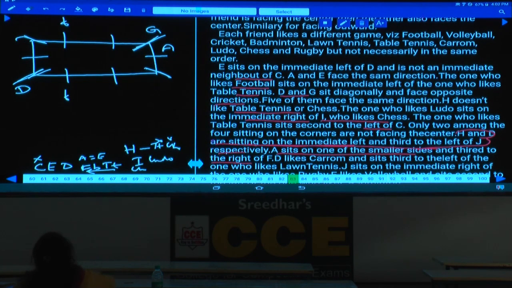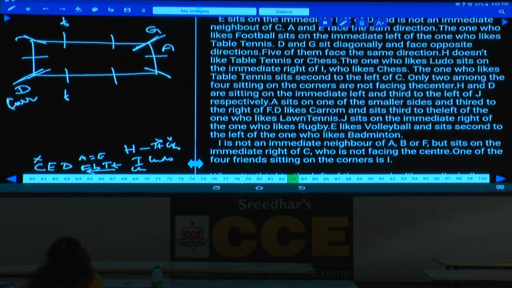D likes carom and sits third to the left of the one who likes lawn tennis. Whatever this D, D likes carom and sits third to the left of whom? Third to the left of the one who likes lawn tennis. Now this A likes what? A likes boxing. Yes, anything given here?